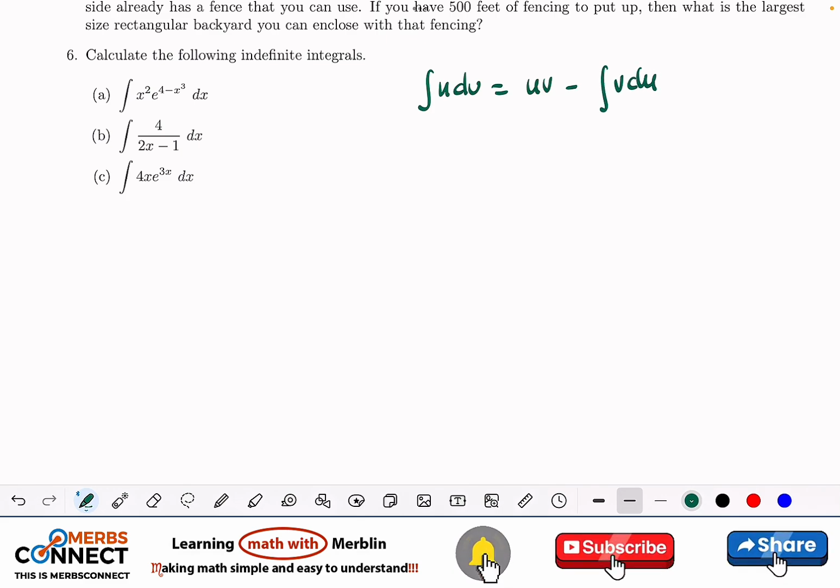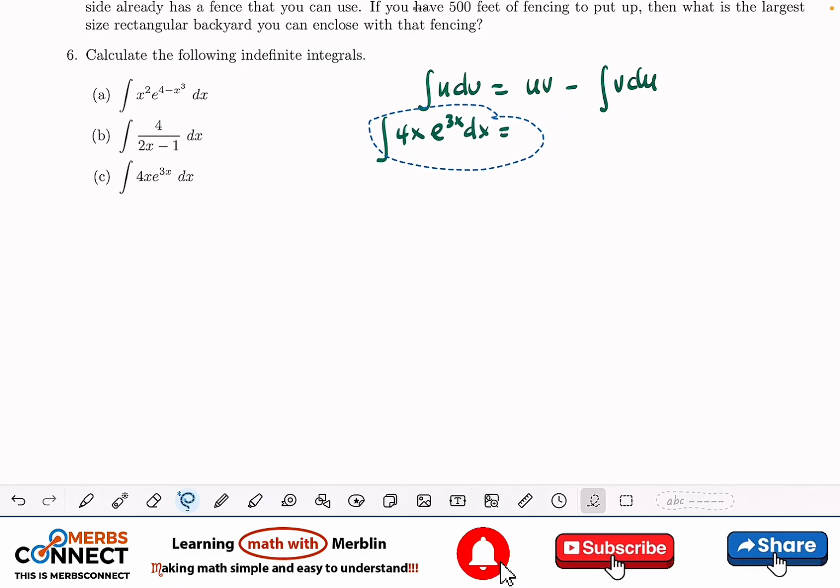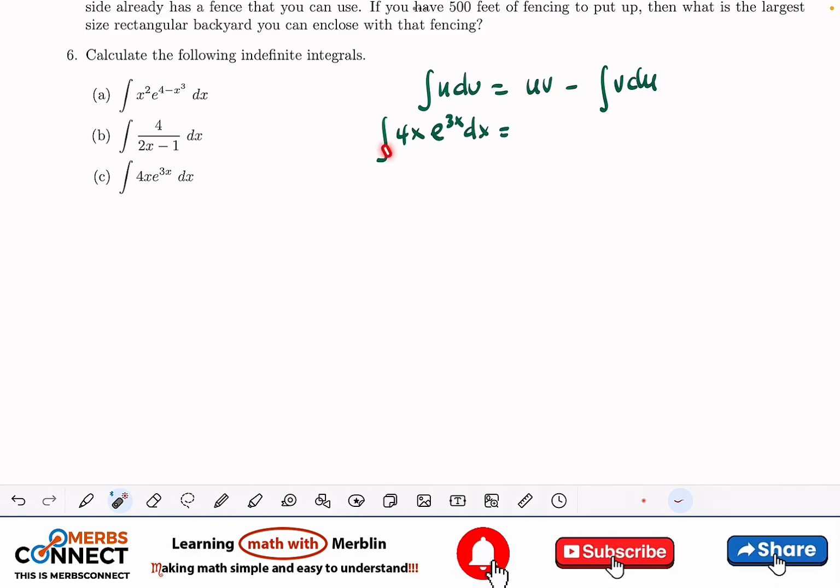So we are going to compare the integration. The question that we are doing here is the integral of 4x e to the power 3x dx. So it means that everything will be equal to this. So now let's choose our integration. So let me choose my u.